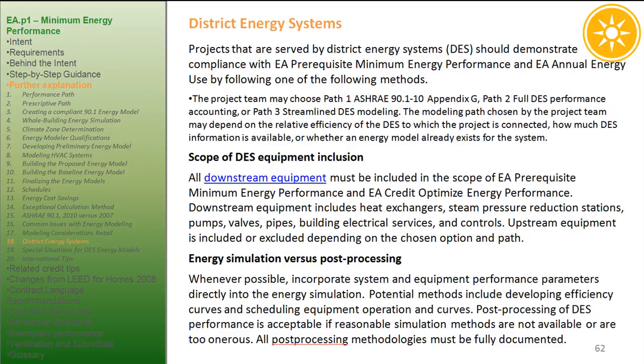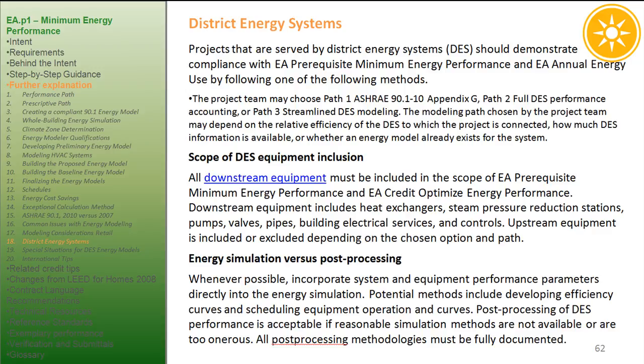District Energy Systems. Projects that are served by District Energy Systems, DES, should demonstrate compliance with EA Prerequisite Minimum Energy Performance and EA Annual Energy Use by following one of the following methods. The project team may choose Path 1, ASHRAE 90.1 2010 Appendix G, Path 2, Full DES Performance Accounting, or Path 3, Streamlined DES Modeling. The modeling path chosen by the project team may depend on the relative efficiency of the DES to which the project is connected, how much DES information is available, or whether an energy model already exists for the system.